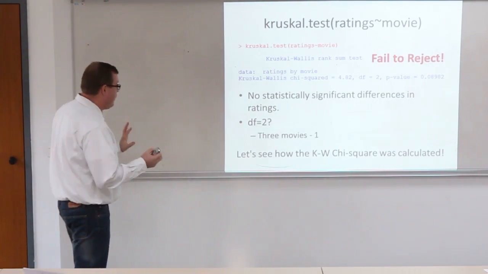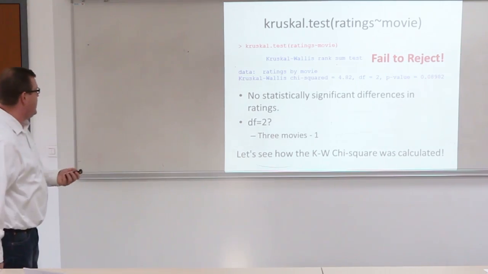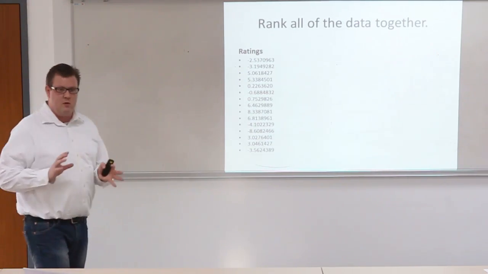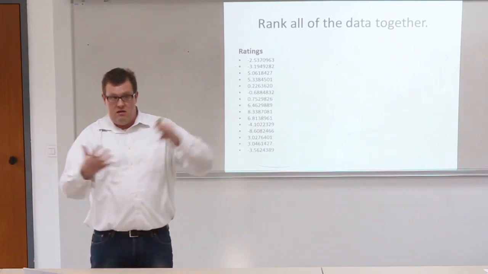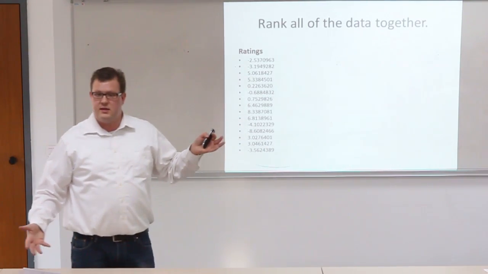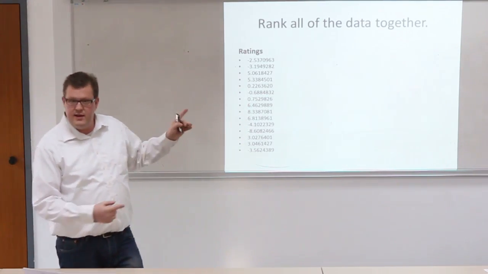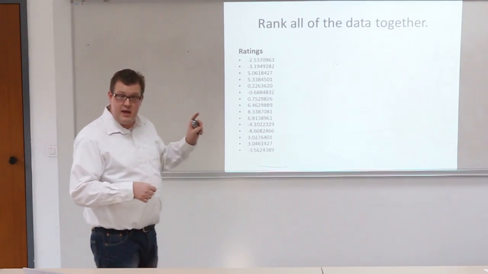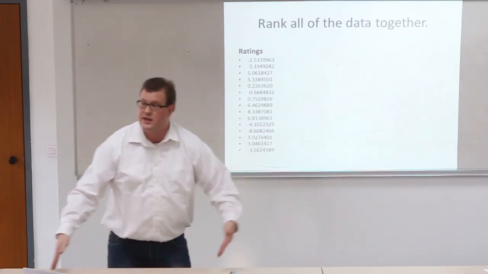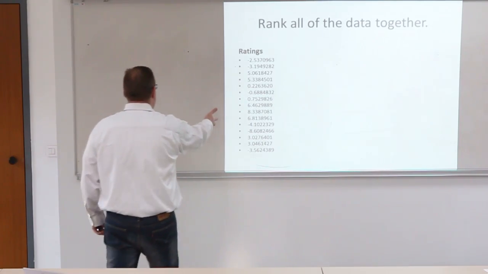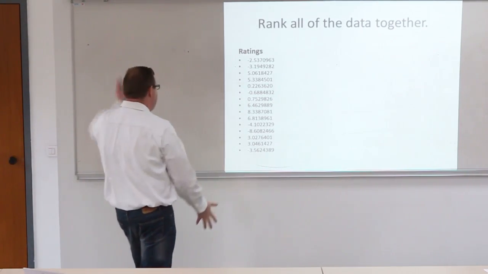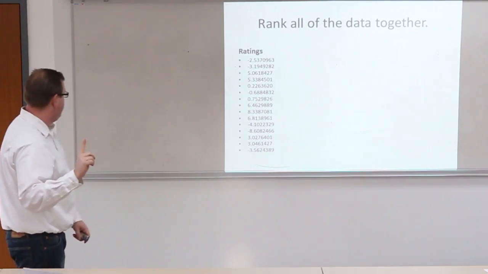So let's see how we do this Kruskal-Wallis chi-square. So the first thing we're going to do is we are going to rank all of the data all together. Right? This is exactly like we've done previously in the independent Wilcoxon, right? We get all of the data, then we rank all of the data together. Okay, so which rating should get a rank of 1?